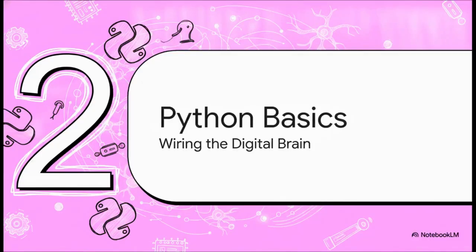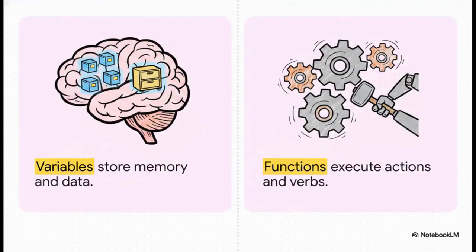Moving right along to Section 2, Python Basics for AI. To build this thing, the syllabus grounds us in variables and functions. As a quick mental model for those of us just brushing up, variables store your AI's memories. If a user asks a question, that text has to live somewhere in the code, right? Well, that's a variable. It's your short-term memory. Functions, on the other hand, are the verbs. When your AI calculates a probability or generates some text, it's using a function. So basically, variables hold the thoughts, and functions actually do the thinking.